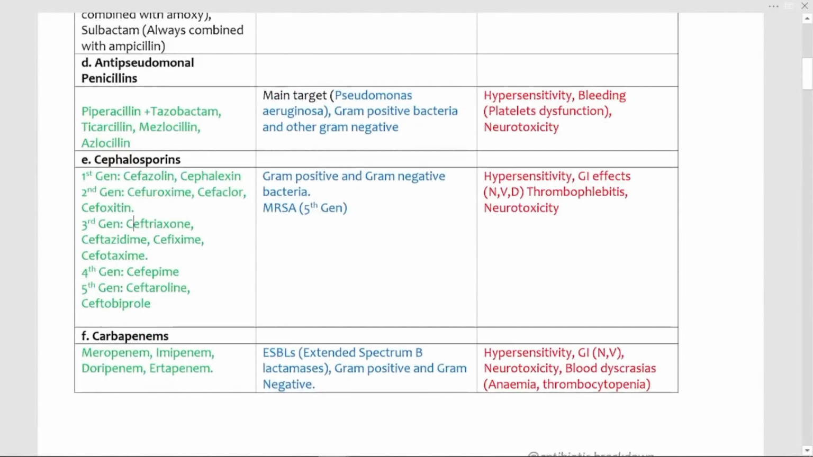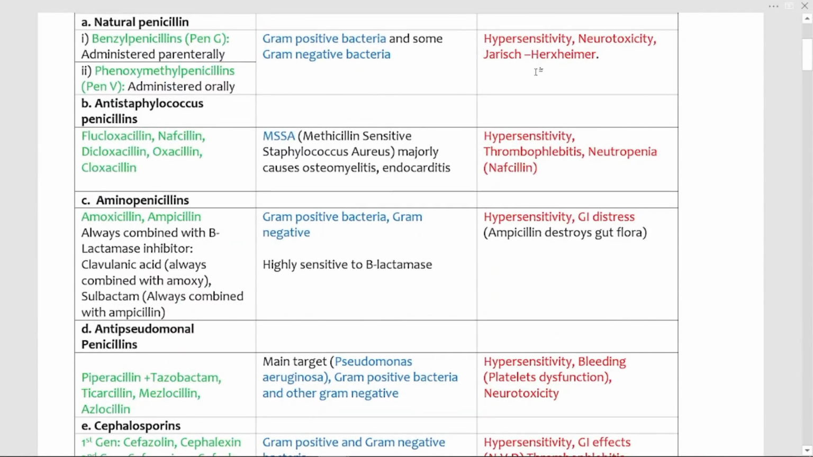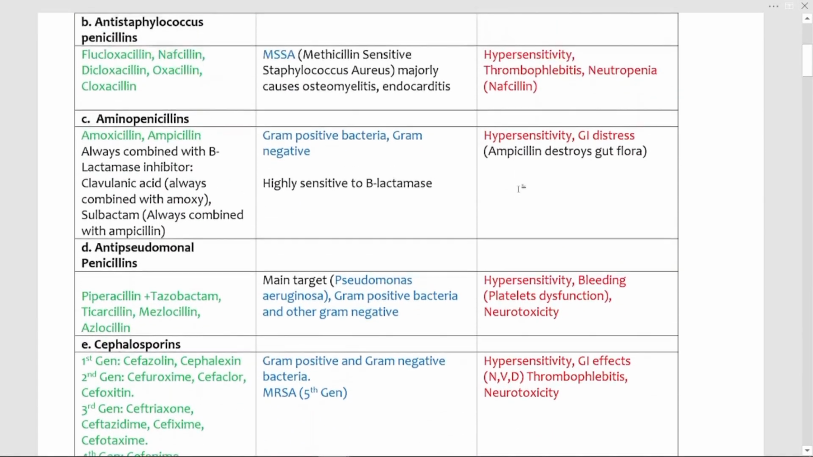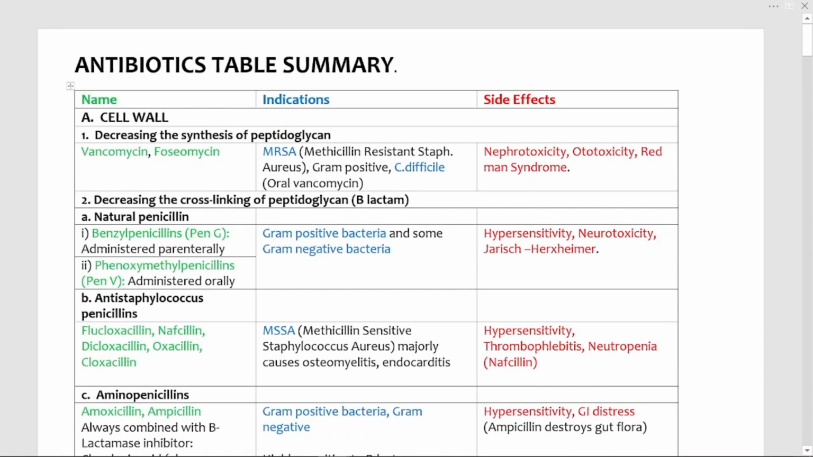So side effects, majorly, when it comes to beta-lactam antibiotics, you have to look at the hypersensitivity reaction. You also have to look at GI distress because these drugs tend to destroy the gut flora. I think that's a summary of the cell wall. So today we have completed our class on the cell wall.